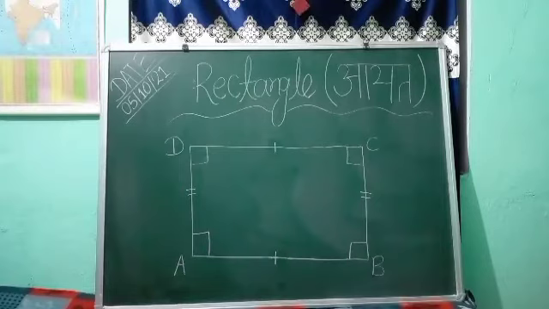Area of rectangle. Area is the region covered by a two-dimensional shape in a plane. It is measured in square unit. Therefore, the area of rectangle is the area covered by its outer boundaries. It is equal to the product of length and breadth. The formula of area of rectangle is area equals length into breadth.